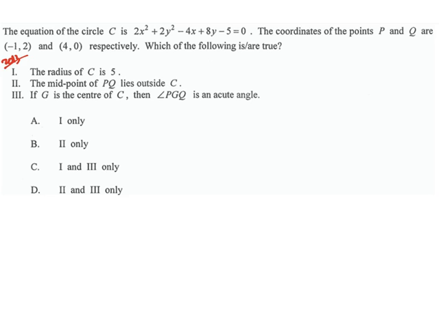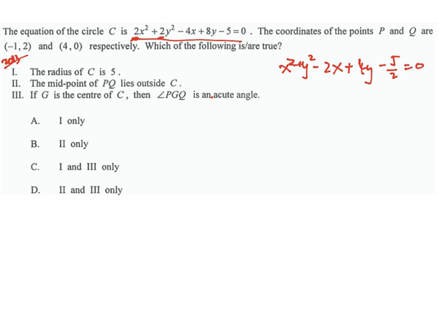Let's check it. We have an equation of a circle, but the coefficient of x squared and y squared is not 1, so we need to change it to 1. That means we need to divide the whole equation by 2. So 2 divided by 2, x squared plus y squared. And then 4 divided by 2 is 2, so negative 2x. And 8 divided by 2 is 4y. And lastly, negative 5 over 2.